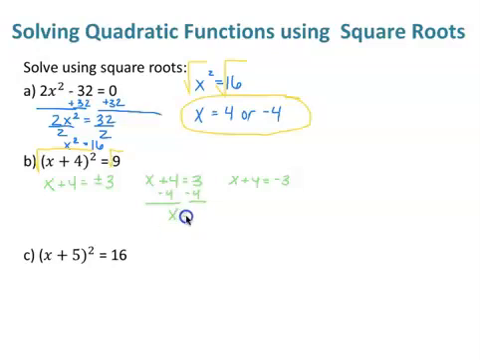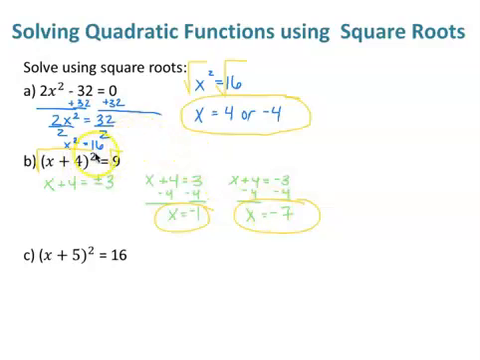And for the first one, I get x equals 3 minus 4 is negative 1. Subtract 4 from my second equation here. And when I subtract 4 from negative 3, I get negative 7. So now I've got my two answers. X can equal negative 1 or x can equal negative 7.